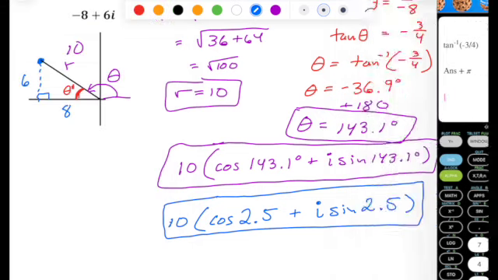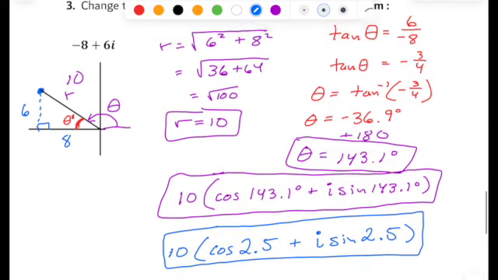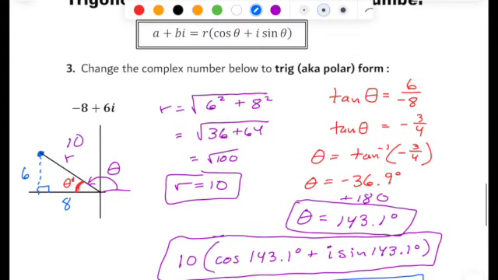So hopefully, we tried to hit all the varieties of things you might run into in these problems: calculator, non-calculator, degrees, radians, geometry, formulas, and this makes some sense.